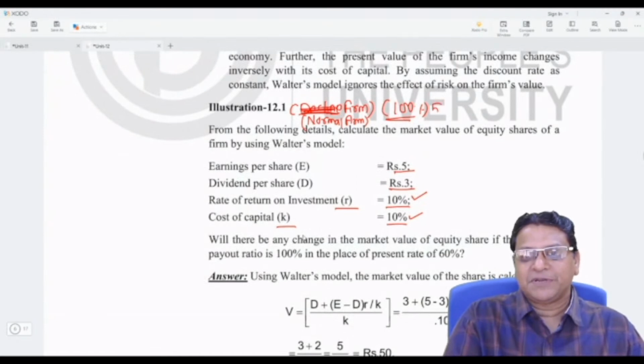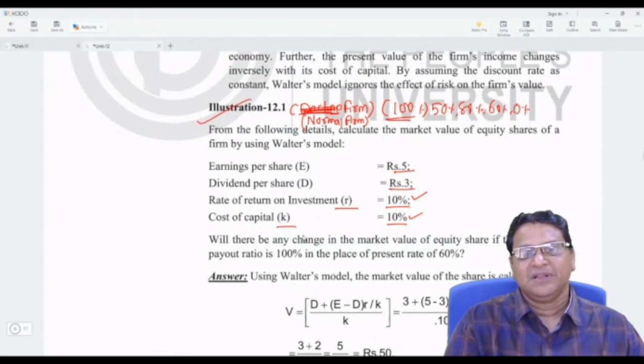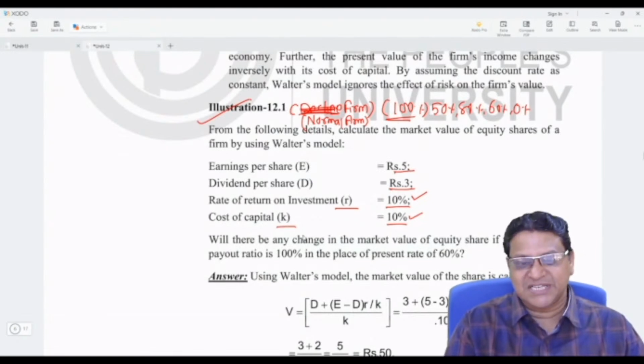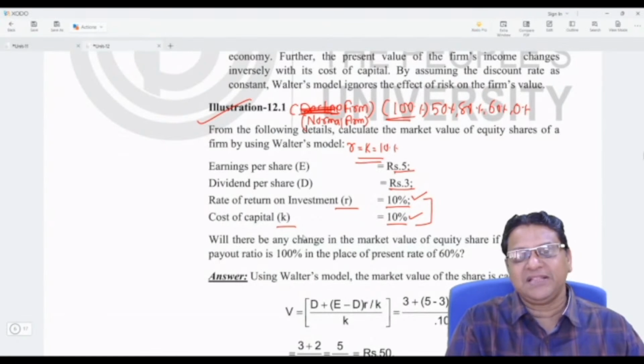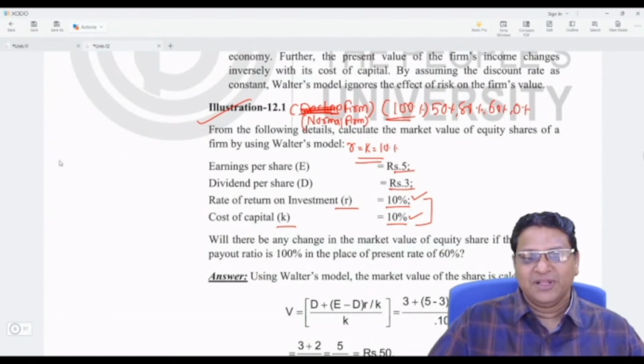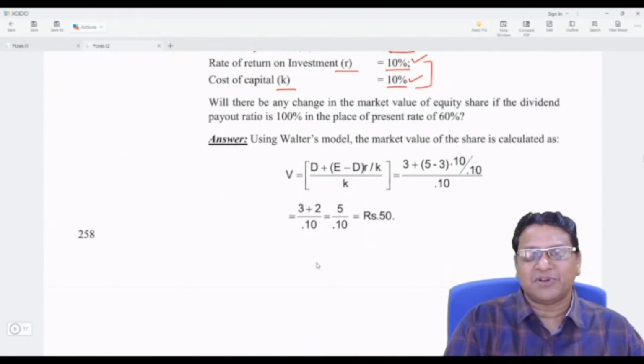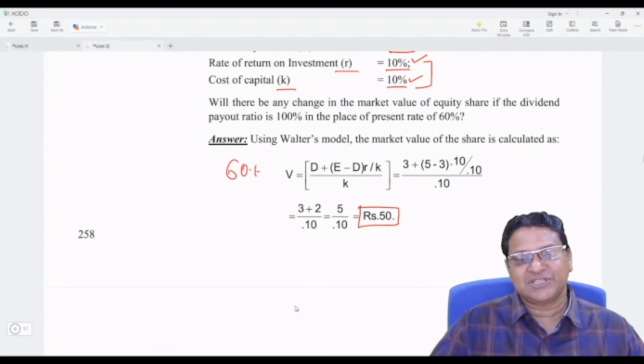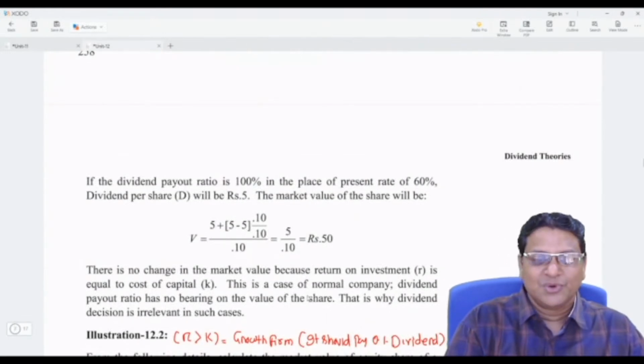100% is good, 50% is good, 80% is good, 60% is good, 0% is good. This is a case of a normal firm. Earning E is equal to 5, D is 3, rate of return is 10%, cost of capital is 10%. Just look at this, R is equal to K, that is 10%. If you apply the formula and find out the value, if the payout ratio is 60%, the value comes to rupees 50 per share. If the payout ratio increases to 100%, the value comes to rupees 50.